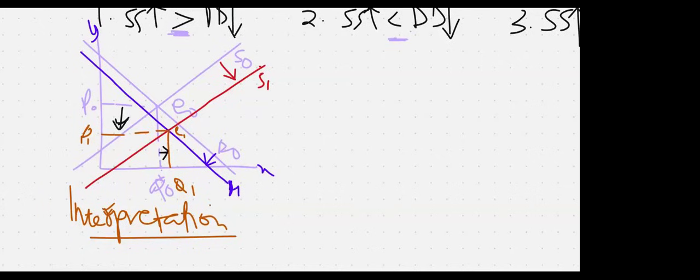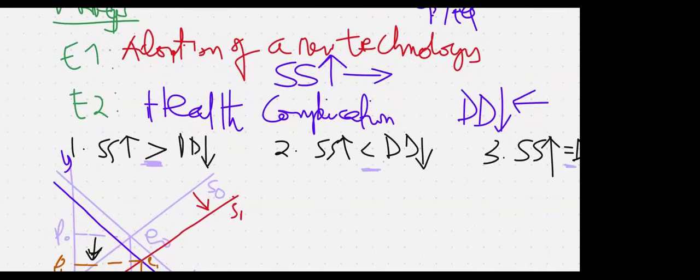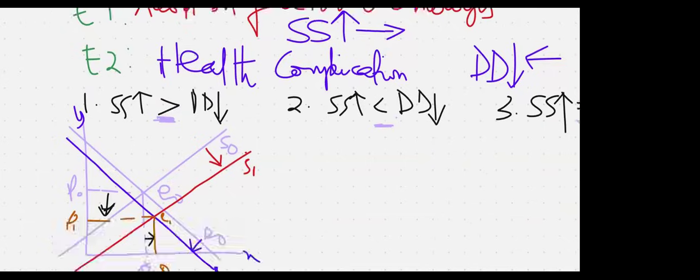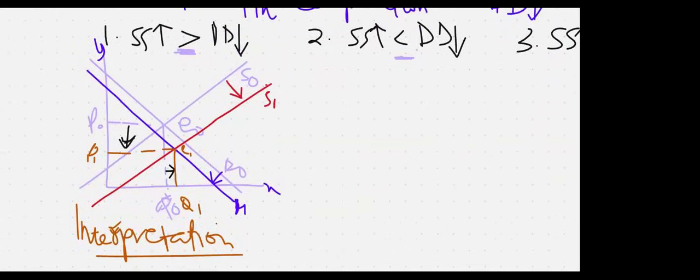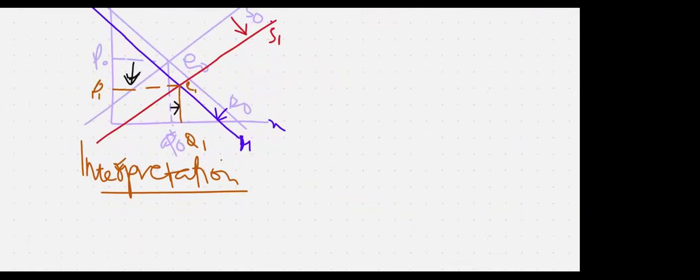As the adoption of a new technology had a greater impact on the supply of MKM cocoa drinks more than the health complications on the demand for MKM cocoa drinks, the equilibrium price decreased from P0 to P1, and the equilibrium quantity increased from Q0 to Q1. Are you okay? Are we okay?